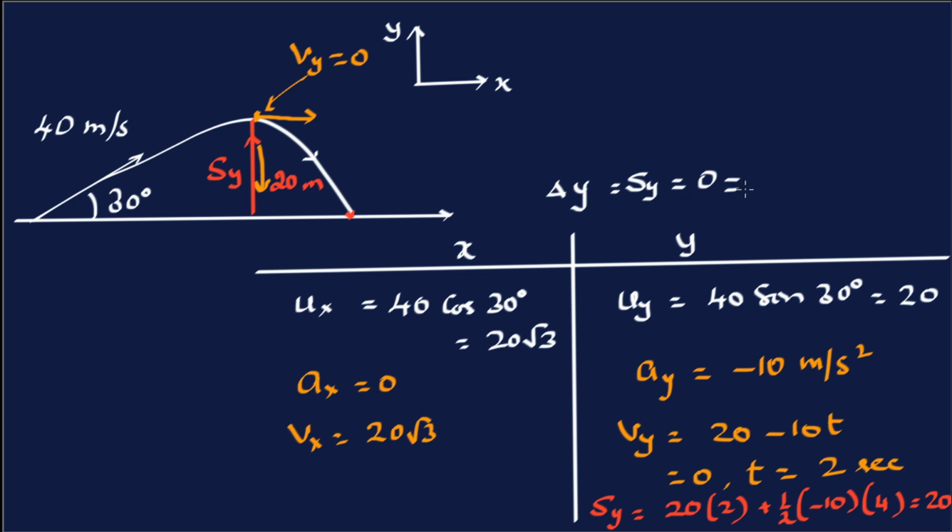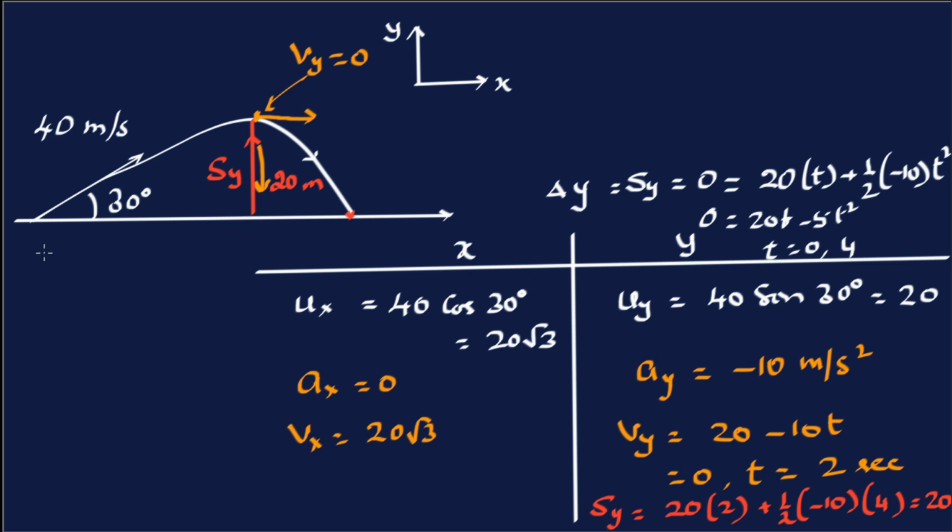So that is equal to ut plus half at squared, in the y direction, uyt plus half ay t squared. So let's solve this. 0 is equal to 20t minus 5t squared. So that gives me two solutions. t is equal to 0 and t is equal to 4 seconds. Of course, at t equal to 0 also displacement in the y direction is 0. So this is the correct answer. And it also tells me 4 seconds later the displacement is 0 again. So it takes 2 seconds to go up to the highest point and 2 seconds to come back down, a total of 4 seconds.